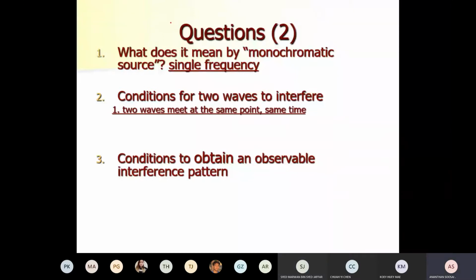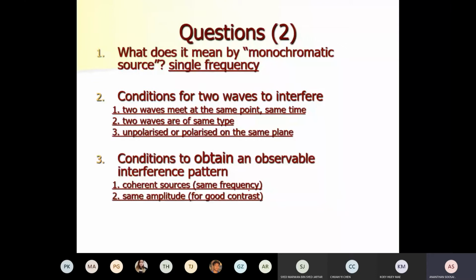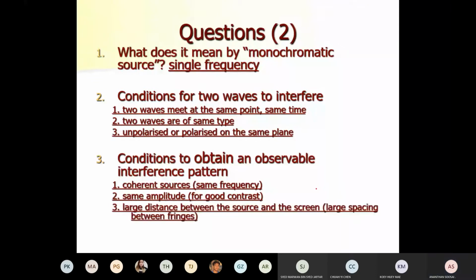Condition for two waves to interfere: the two waves must meet at the same point, and the two waves must be the same type. I told you this. The third point is not that important now, just the first two. Conditions to obtain an observable interference pattern, we already did that: must be coherent sources, must have the same amplitude to have a good contrast. And a large distance between the source and the screen, large spacing between the fringes, gives a better observable interference pattern. But I will tell you the third point later after you see the formula.